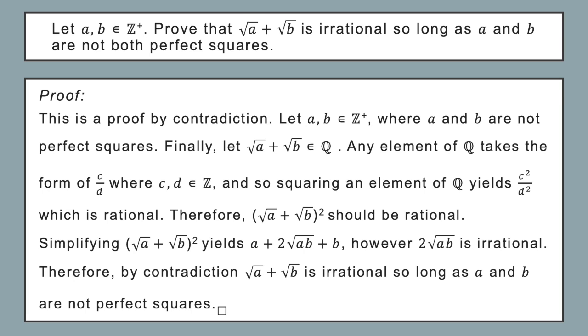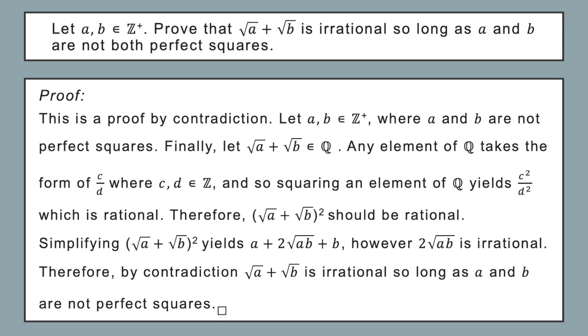Let's dissect this proof. This is a proof by contradiction. Let a and b be elements of the positive integers, where a and b are not perfect squares. Finally, let the square root of a plus the square root of b be elements of Q, or the rational set. Any element of Q takes the form of C over D, where C and D are elements of the integers. So squaring any element of Q yields C squared over D squared, which is rational.